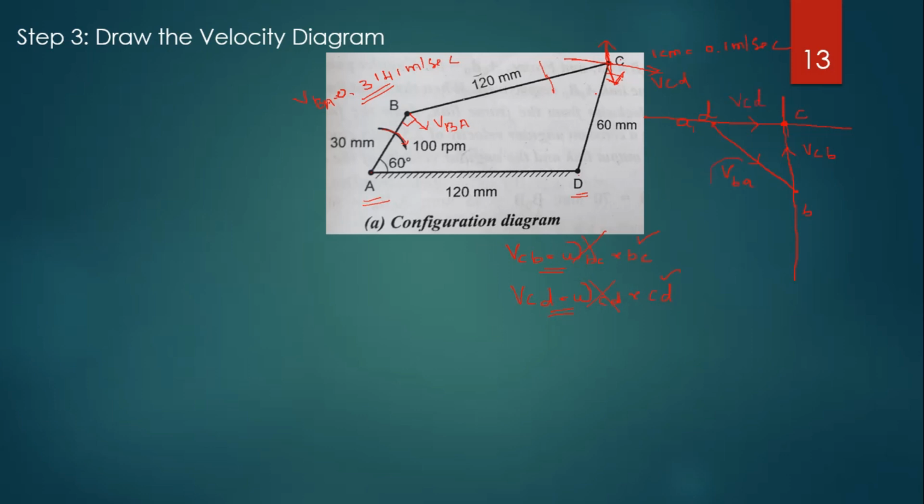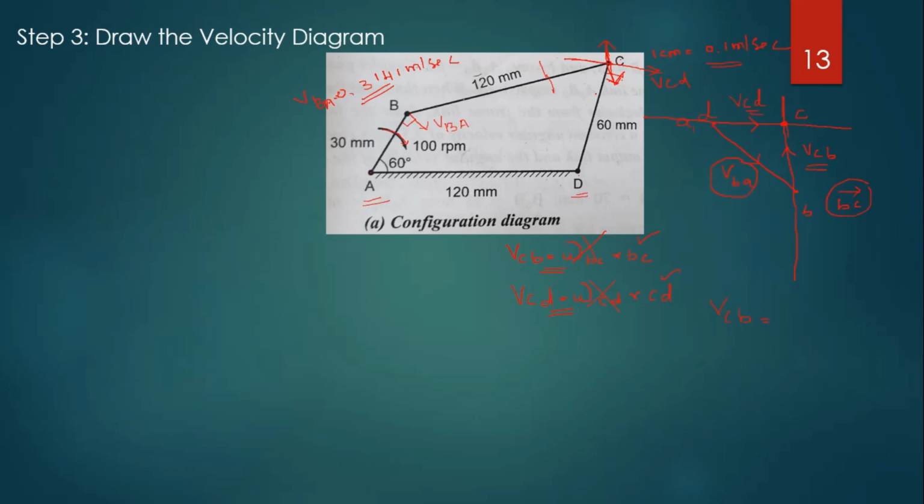So now we know the velocity of B with respect to A, and we have to calculate the velocity of CB and the velocity of CD. So how to calculate the velocity of CB? The velocity of CB is equal to the measured vector BC, right? We measure the vector BC and multiply it by this 0.1 meter per second, then the centimeters are converted into meters per second, right.